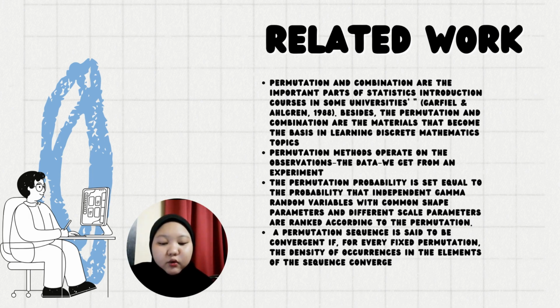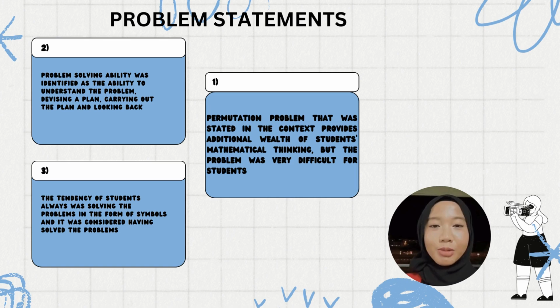probability is set equal to the probability that independent gamma random variables. A permutation sequence is said to be convergent if for every fixed permutation, the density of occurrence in the elements of the sequence converges. The permutation problem that was stated in the context provides an additional wealth of students' mathematical thinking, but the problem was very difficult for students.